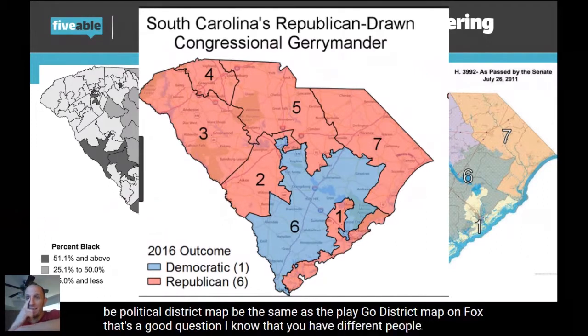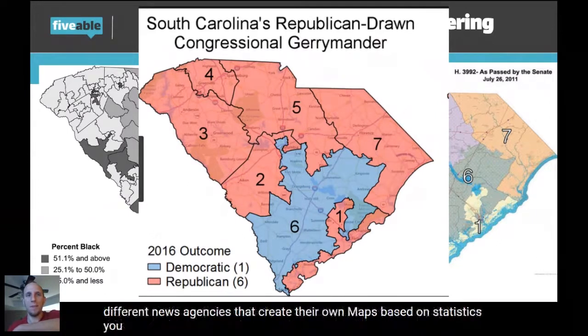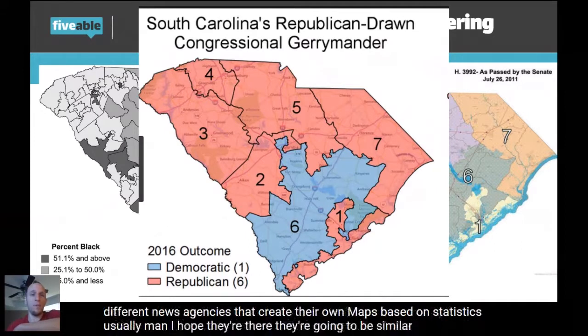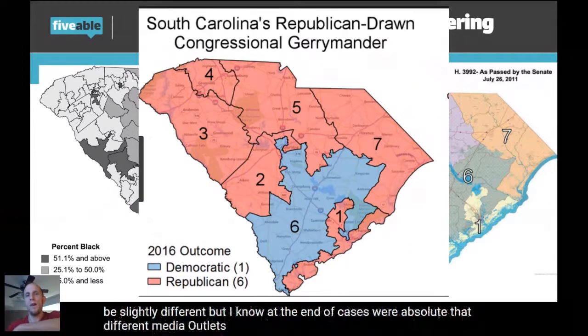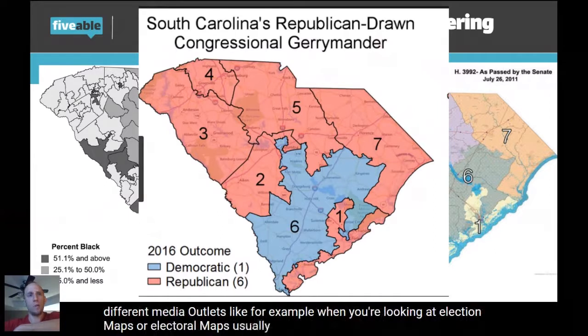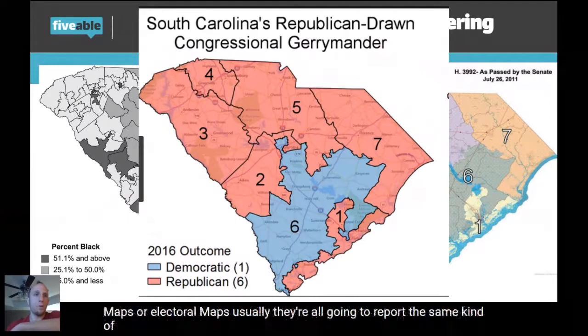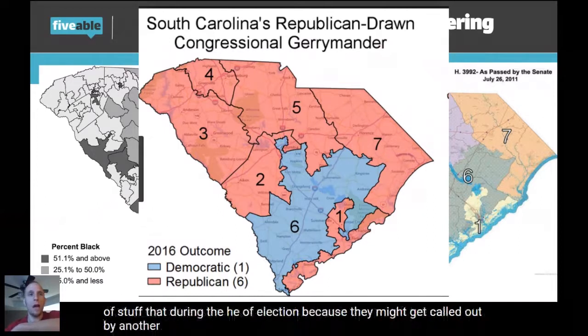I know you have different people within the different news agencies who create their maps based on statistics. Usually, I hope they're going to be similar. They might be slightly different, but in the cases where I've looked at different media outlets, for example election maps or electoral maps, usually they're all going to report the same kind of thing during the heat of an election, because they might get called out by another news agency that might be wrong.